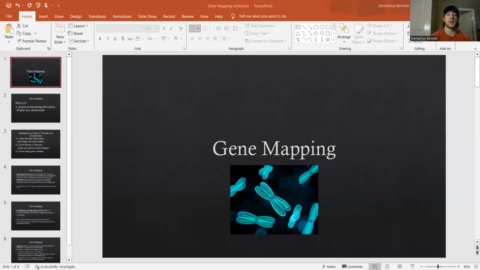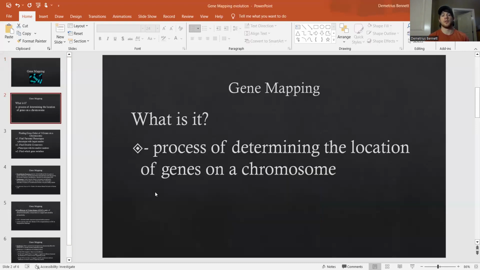I have some slides to explain some of these different aspects of gene mapping. Pull it up. So what is gene mapping? Gene mapping is the process of determining the location of genes on a chromosome.